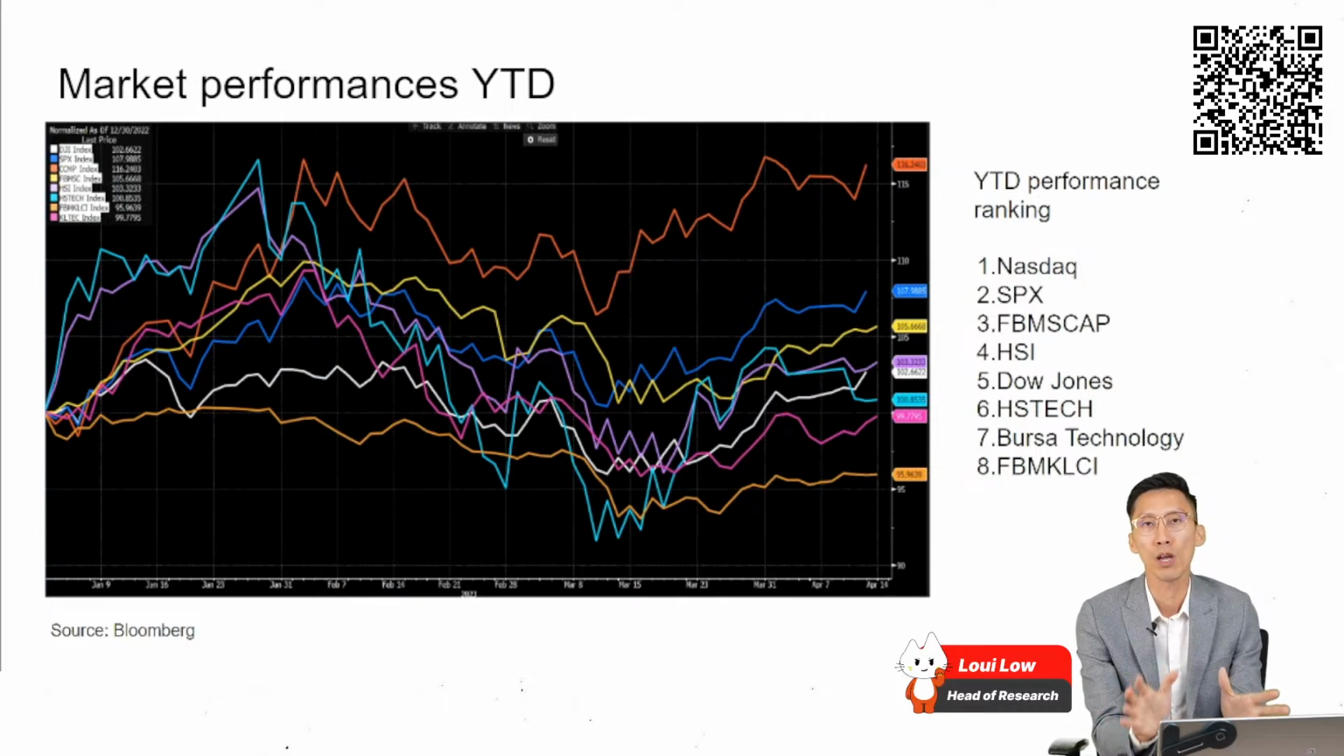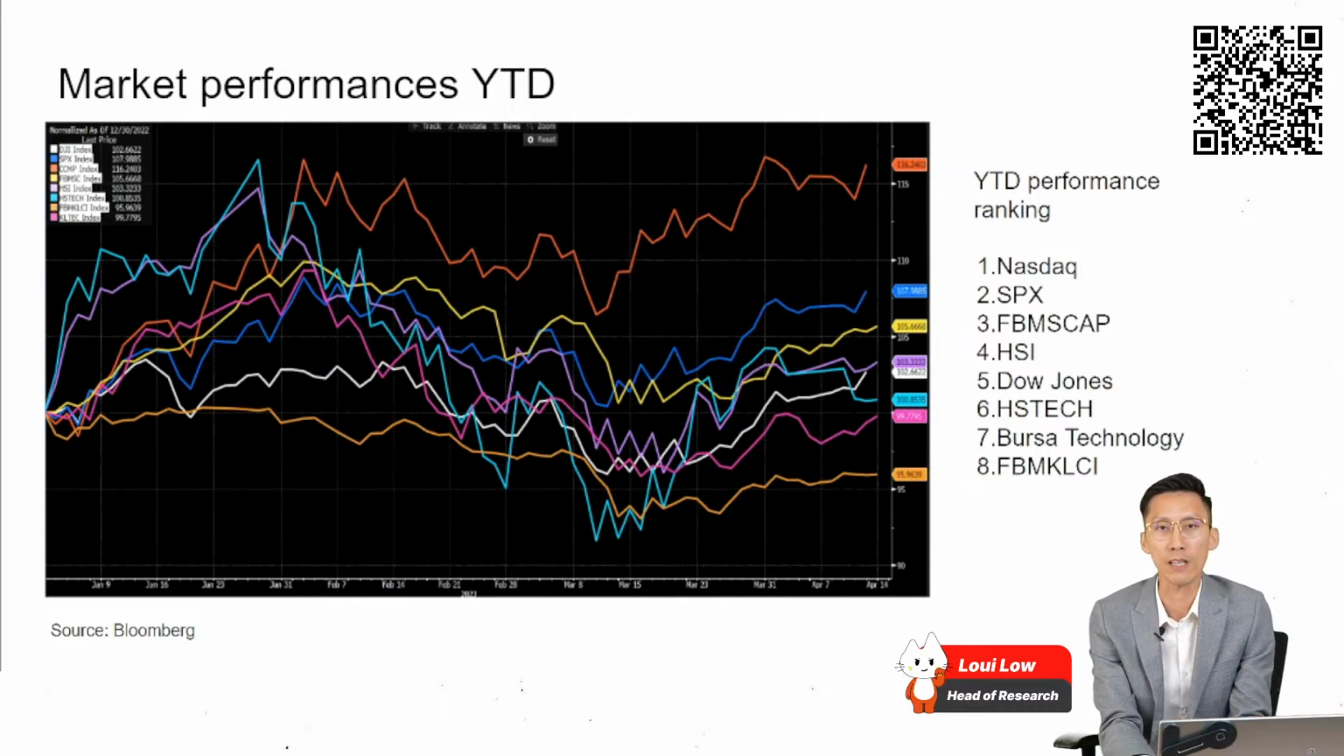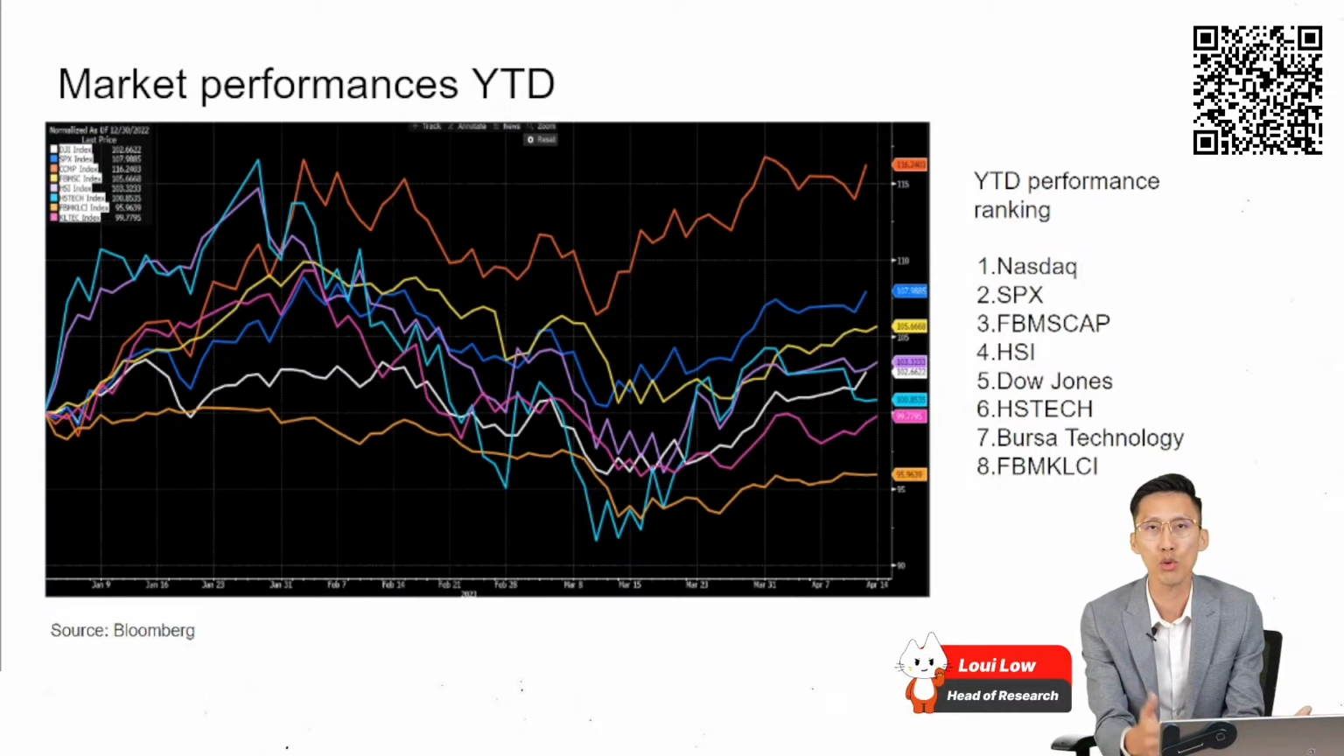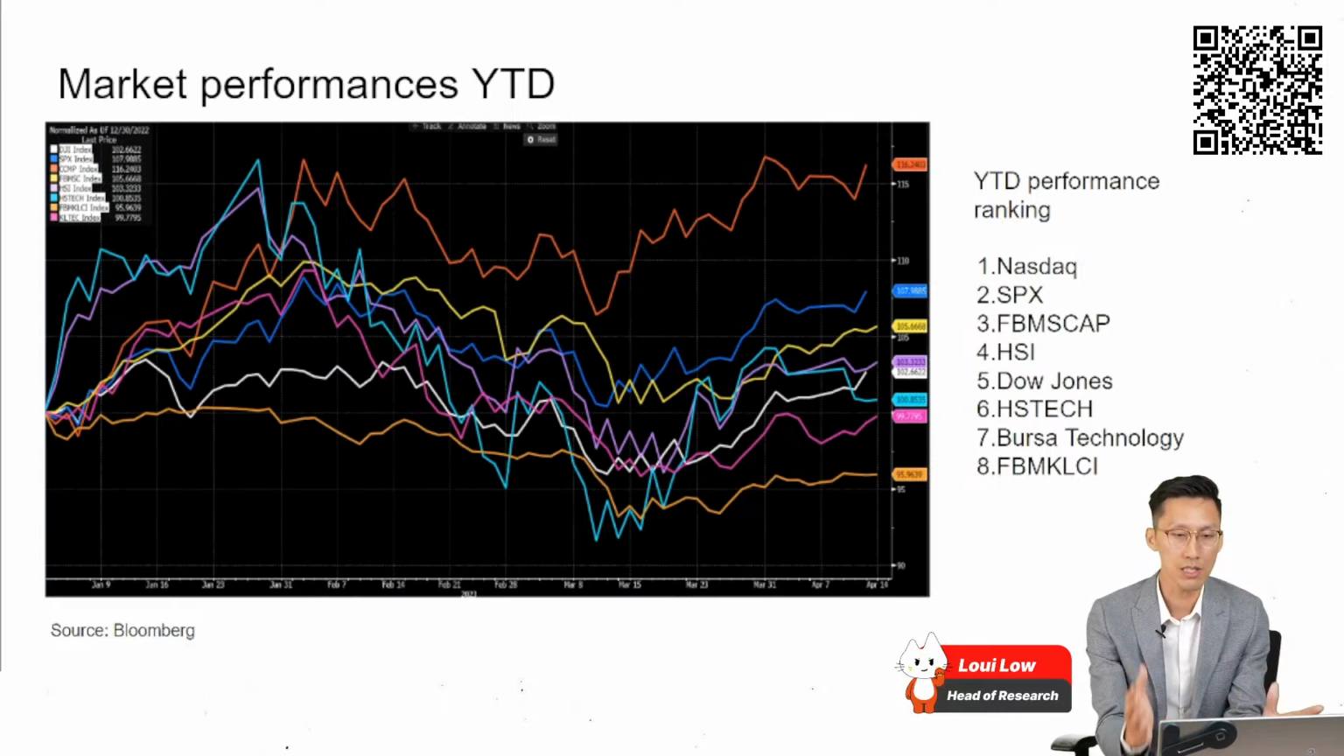So basically, what I want to show you in this slide is the year-to-date performance ranking of the indices. I'm not saying that which one is better, but I just want to provide you an opportunity to trade in the US. By using these indices, you can already gauge that there are some opportunities there, and we have to take advantage of it. So firstly, we have to look into all these indices.